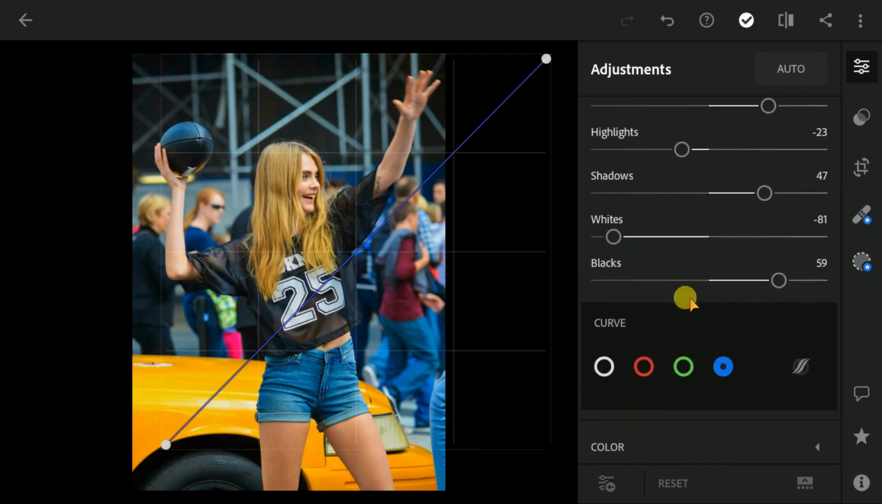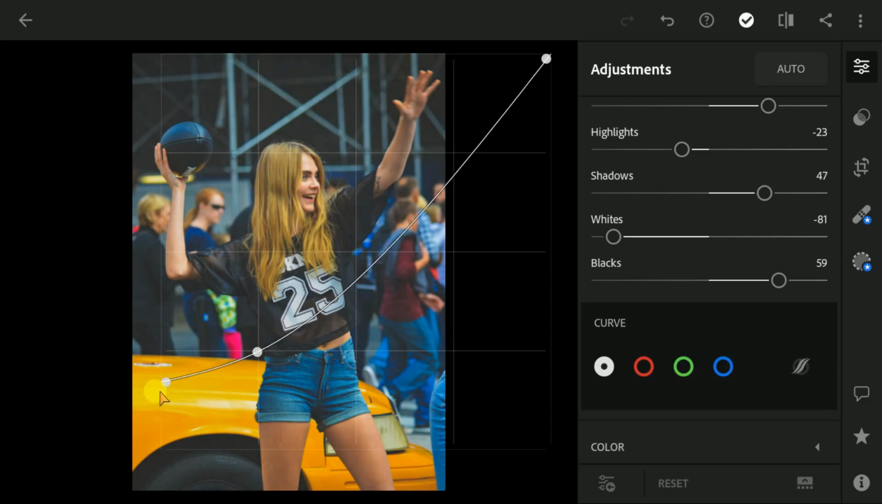and select RGB. Make a point there, and now bring this point a little bit up. I think this is fine. Another point there, and another one here. That's fine.